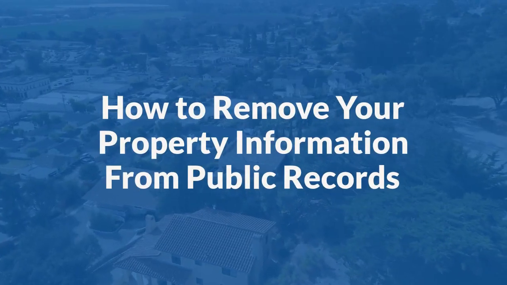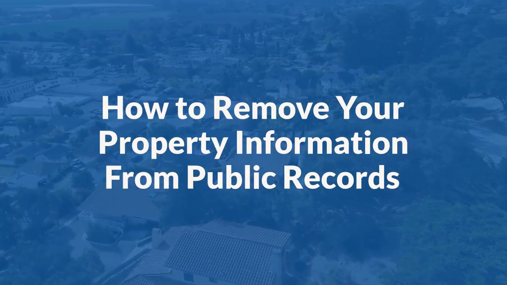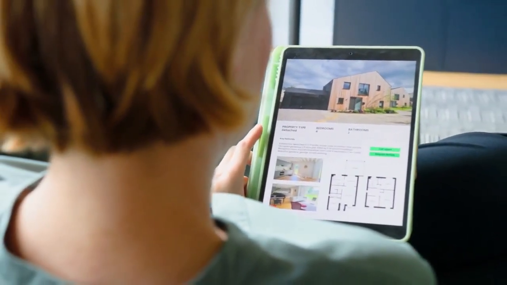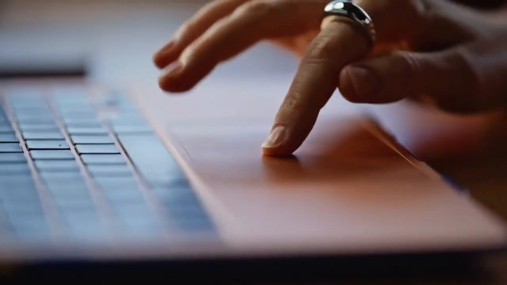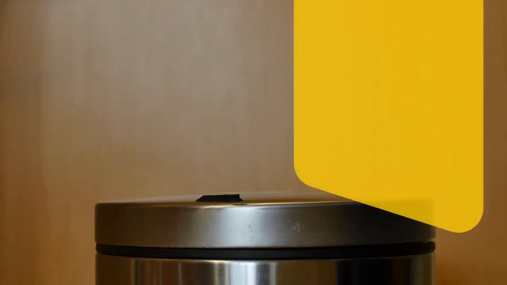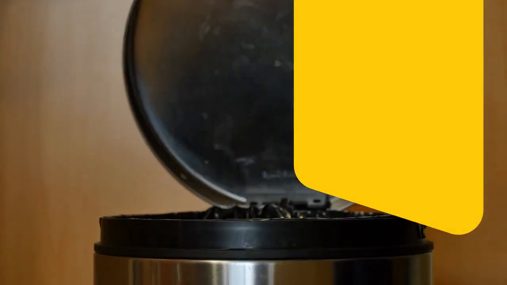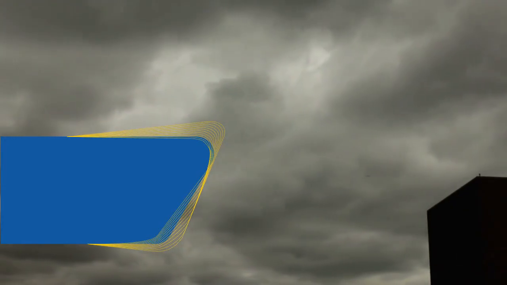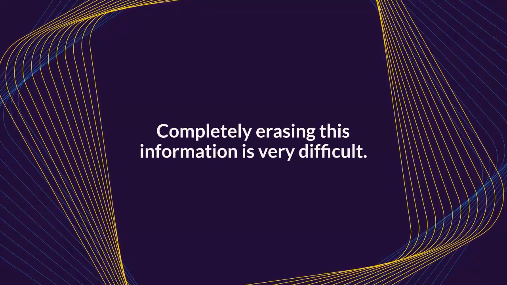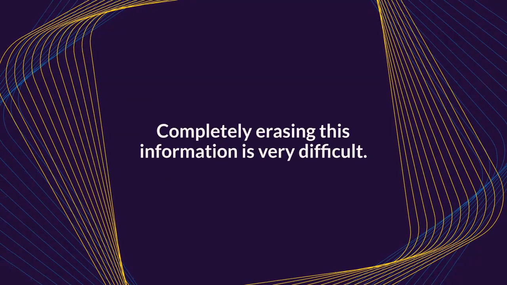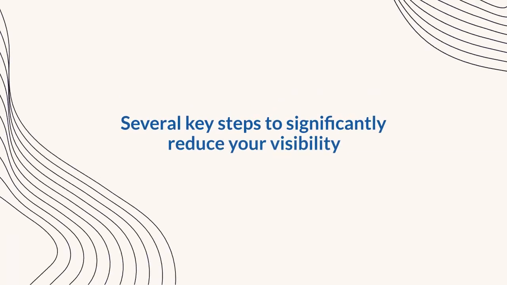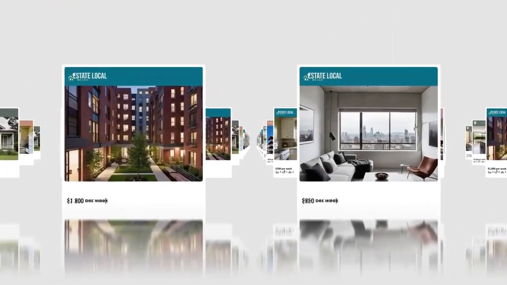Let's get started. Today we're talking about how to remove your property information from public records. Your home address, the price you paid for it, and even tax details are often just a few clicks away for anyone online. This exposure can lead to a flood of junk mail, endless sales calls, and most importantly, serious privacy and safety risks. While completely erasing this information from existence is very difficult because it is, by definition, public, you can take several key steps to significantly reduce your visibility and make it much harder for people to find.